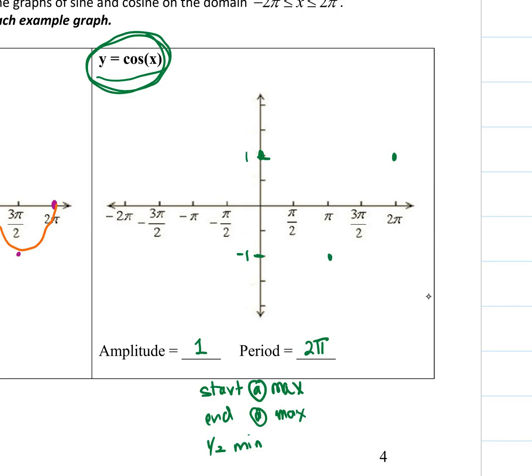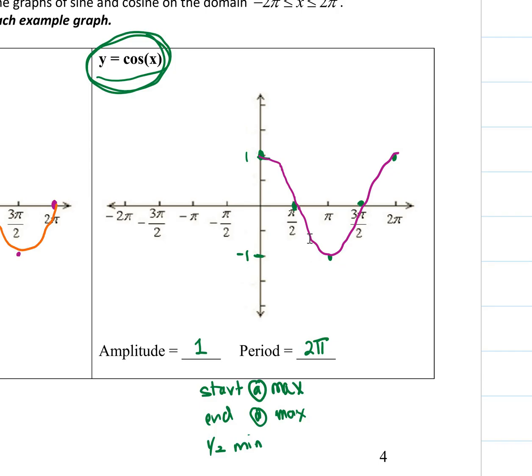So in between those, from 0 to pi, I need to cross the x-axis at pi over 2. And in between pi and 2 pi, I need to cross the x-axis at 3 pi over 2. And now I have my curve, and I connect those dots. This one, you're coming down from the max, and then you connect, and then you're going back up to the max. So it's like you have sort of this fluted tulip shape.